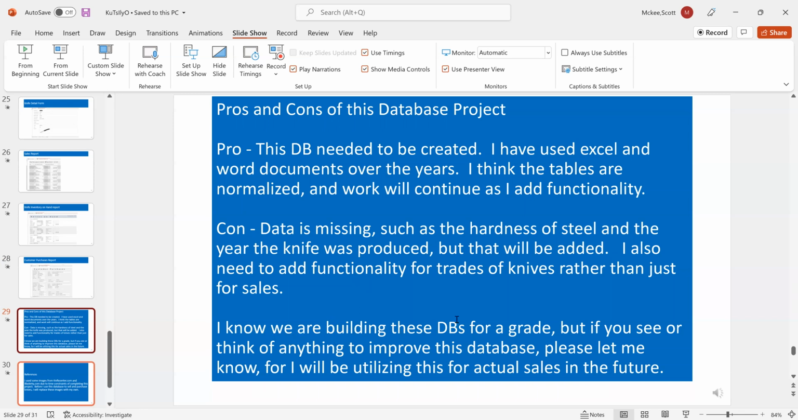Like I said, I'm trying to build this database for my personal use to sell these knives. So if you see anything that I'm lacking, outside of the grade, that could be useful, let me know. I know there's a lot of things that I need, but a number of eyes is better than just one set of eyes.